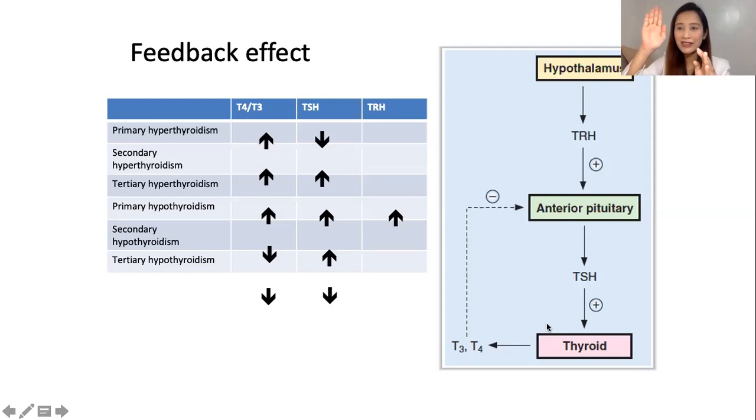So elevated T3, T4, you expect TSH to be low. If low T3, T4, you expect the TSH to be high if it is coming from the thyroid gland. But if it's coming from the pituitary, you have elevated TSH, you also have elevated T3 and T4. If you have low TSH from the pituitary, you will also have low T3 and T4. So that's how they are related to one another. And this is because of the negative feedback mechanism.